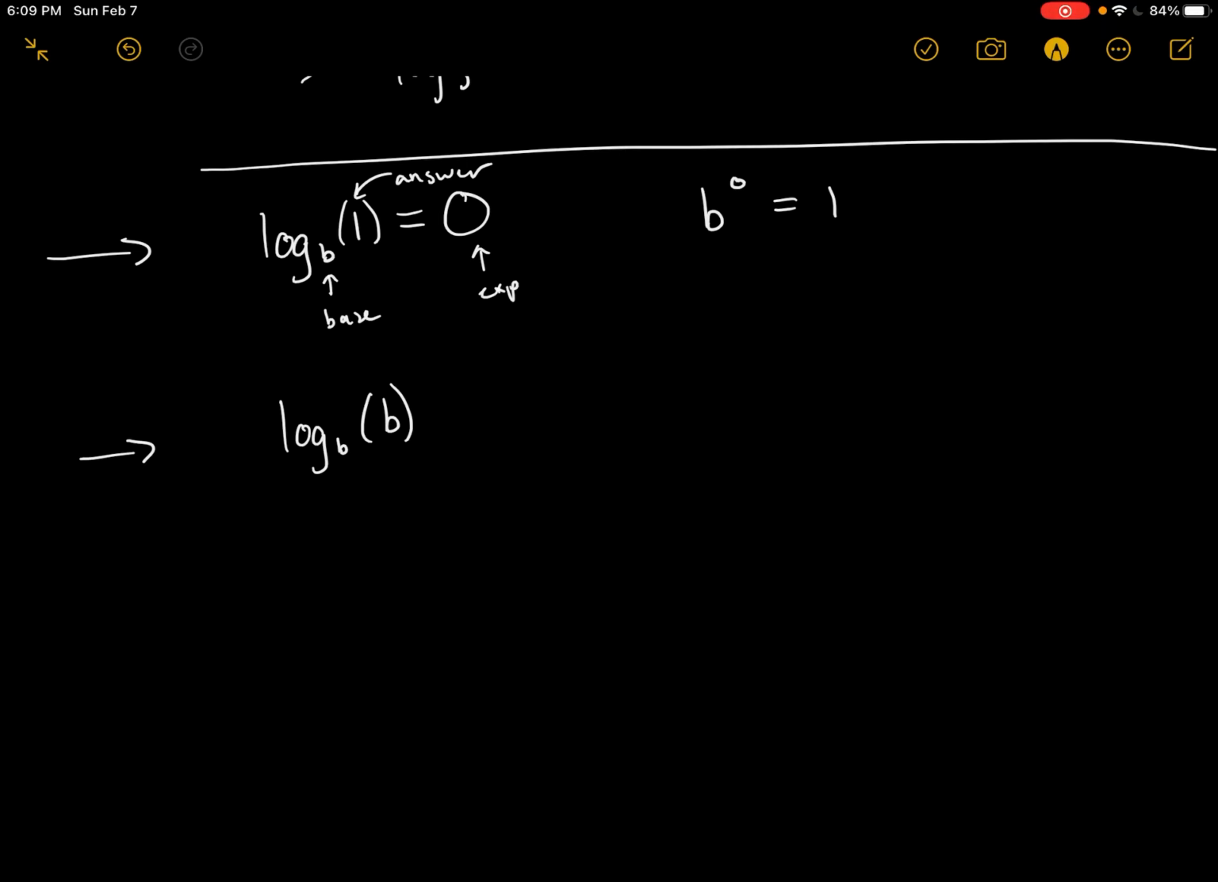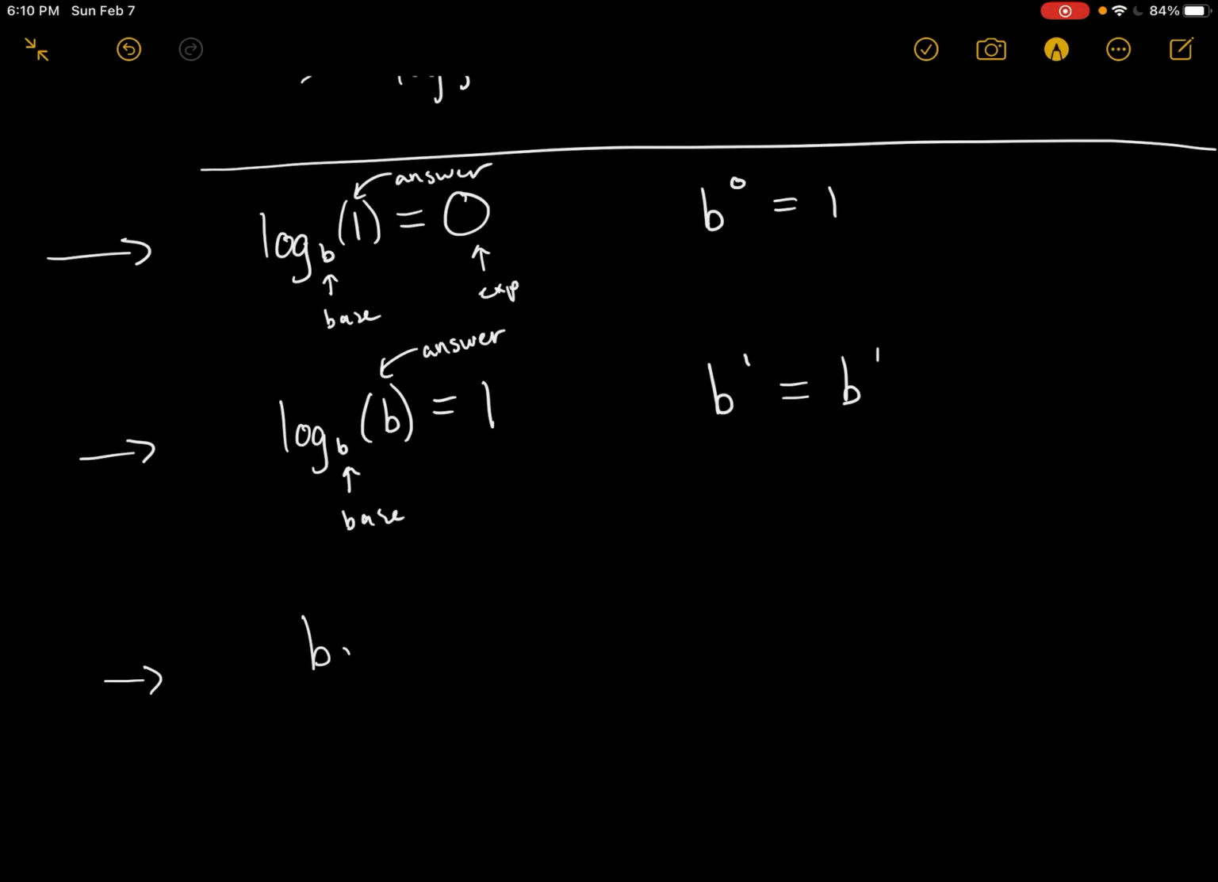Secondly, log base b of b equals, so the log of b if the base is b. Basically, if the answer and the base are the same thing, we know that it has to be to the first power. So again, base, answer. Now that we write in our exponents, we know it has to be 1 because if it equals itself, it has to be to the first power.